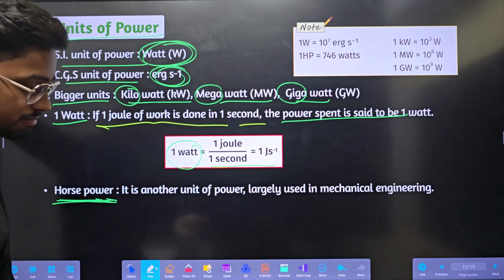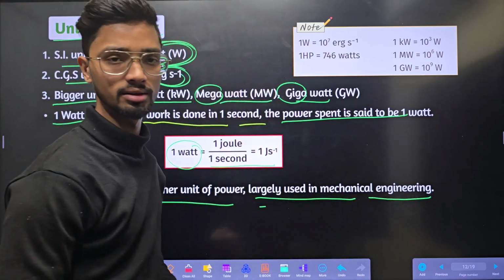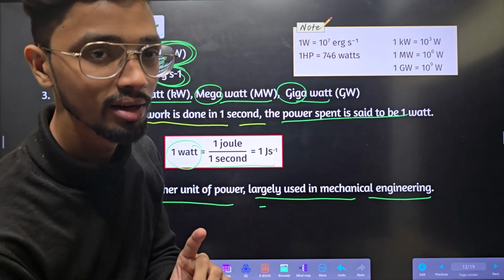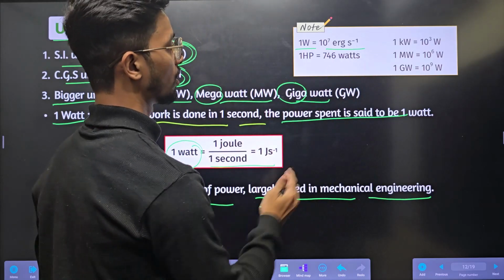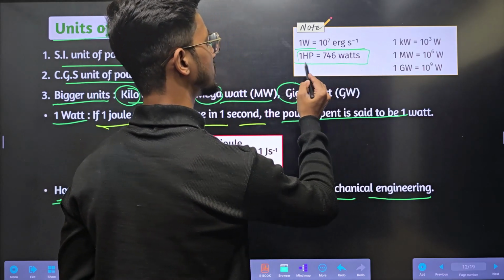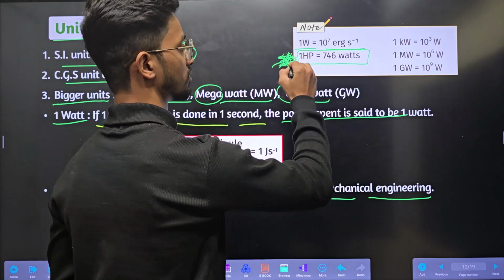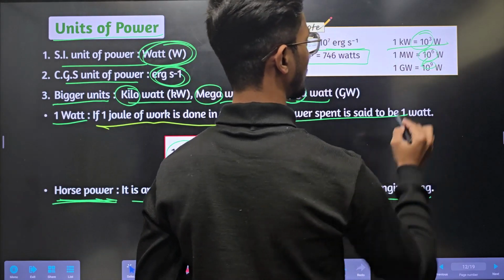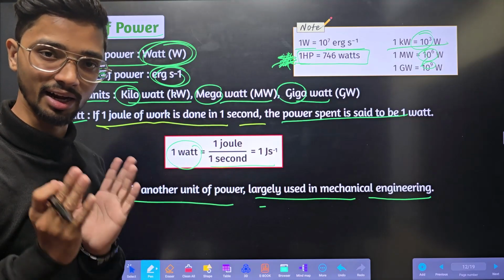There is another unit as well, horsepower. It is also a unit of power, largely used in mechanical engineering. You have to remember the relation between them. 1 watt is 1 joule per second, or 10 to the power 7 erg per second, and 1 horsepower is 746 watt. This is an important thing. 1 horsepower is 746 watt. Kilo, mega, and giga refer to 10 to the power 3, 6, and 9.